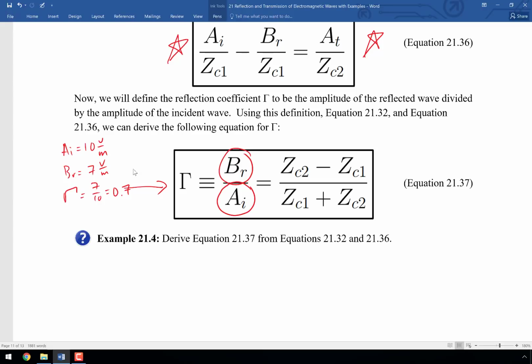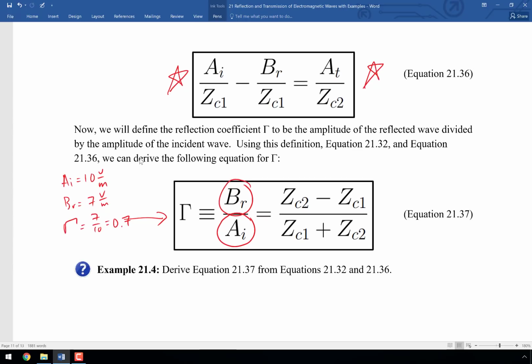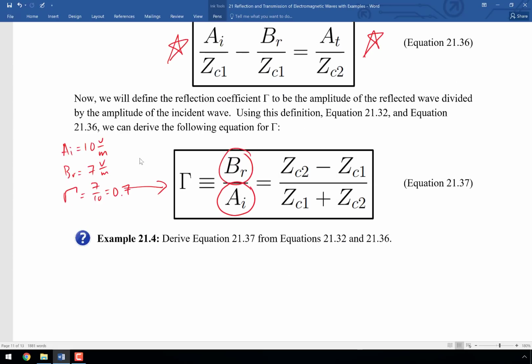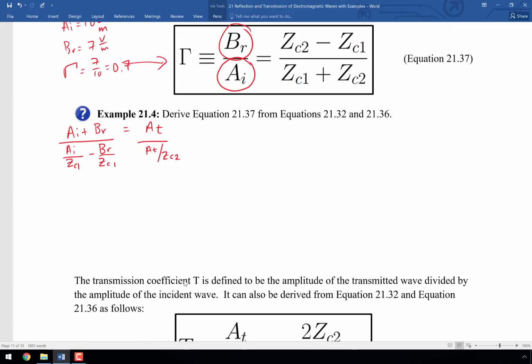Now I kind of made a pretty big jump there, but I want to show you how to get from one to the other. So we're going to start with equation 21.32. Just want to remind you that A sub I plus B sub R is equal to A sub T. That's equation 21.32. We can then divide both sides of equation 21.32 by both sides of equation 21.36. So this is A sub I divided by Z sub C1 minus B sub R divided by Z sub C1. And on the right-hand side, it's A sub T divided by Z sub C2. Well, the best thing that doing that does for us is that it's going to eliminate the A sub T. So A sub T's are going to cancel.